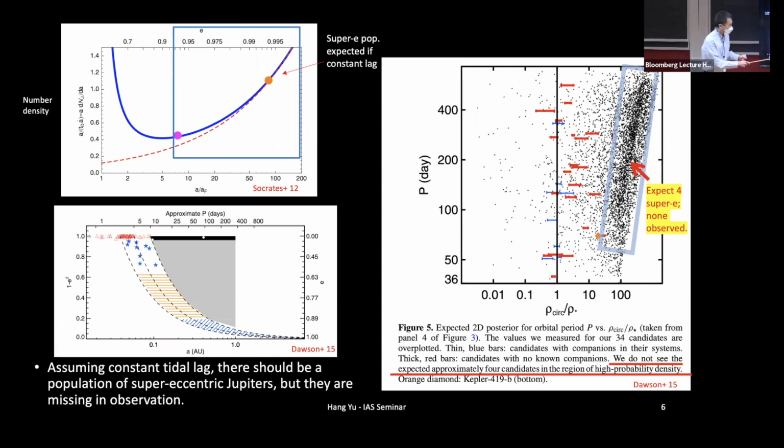And then Dawson et al. did a careful search in the Kepler sample. So they estimated that there should be about 4 super-eccentric proto-hot Jupiters based on this constant tidal lag model, but they didn't find any in the data. So this paucity of super-eccentric Jupiters seems to be a serious challenge to this high eccentricity migration channel.